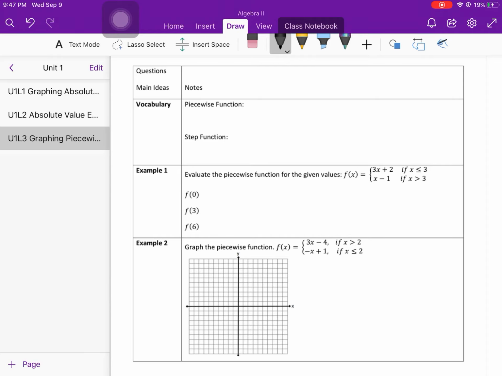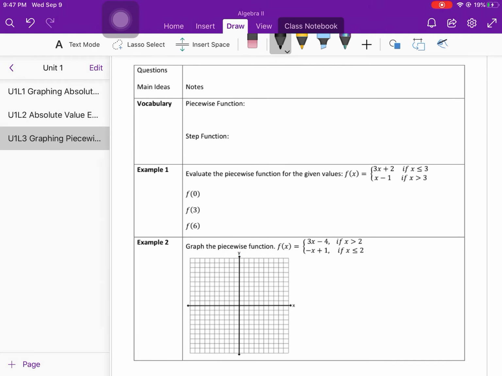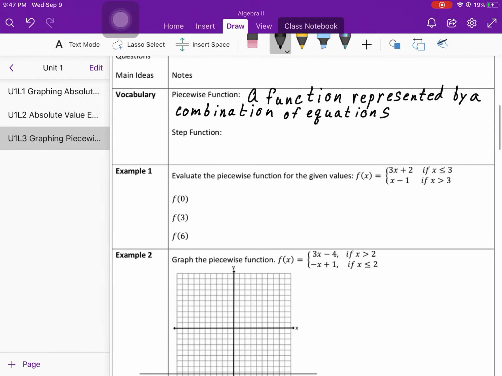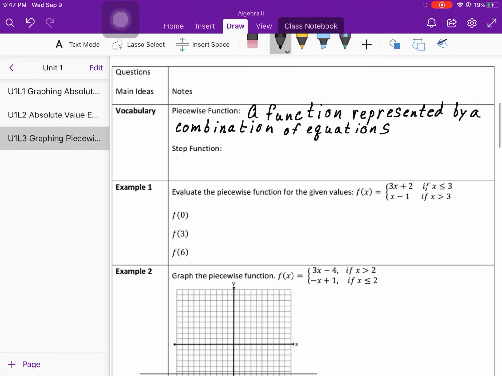A piecewise function is basically a function that's represented by a combination of equations. So the official definition is a function represented by a combination of equations, and it corresponds to part of the domain.